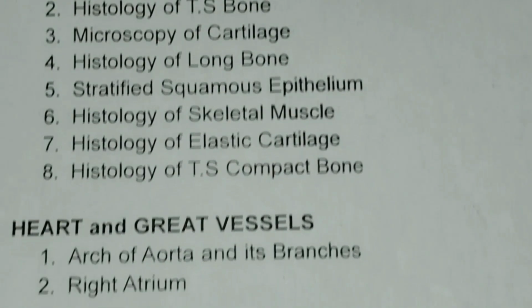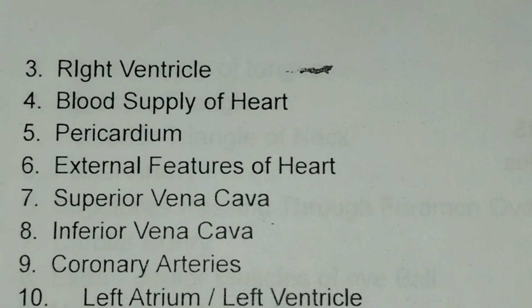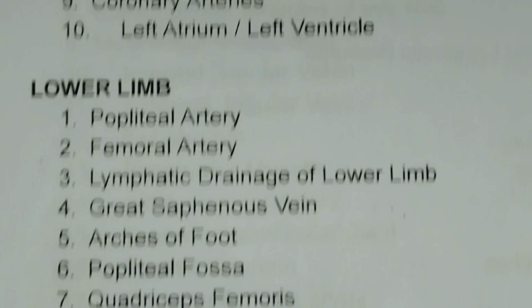Now coming to the heart and great vessels, the first question is arch of aorta and its branches, second one right atrium, third one right ventricle, fourth one blood supply of heart, fifth one pericardium, sixth one external features of heart, seventh one superior vena cava, eighth one inferior vena cava, ninth one coronary arteries, 10th one left atrium or left ventricle. You have to study these both, that is atrium and ventricle both.